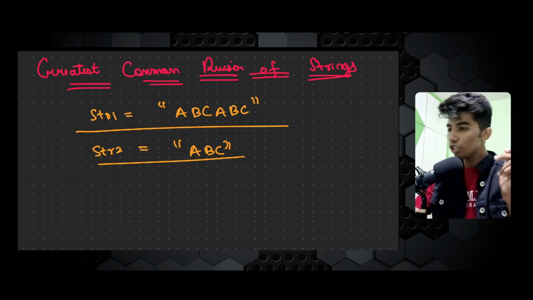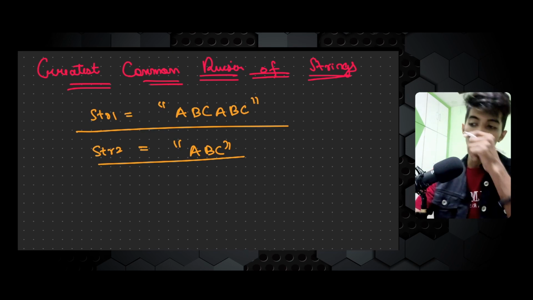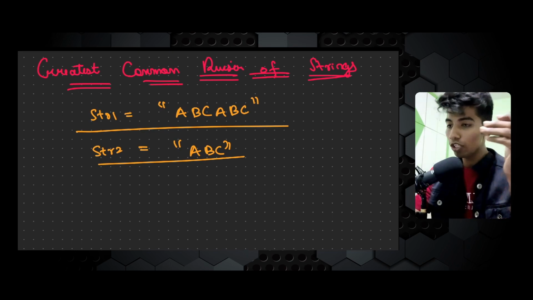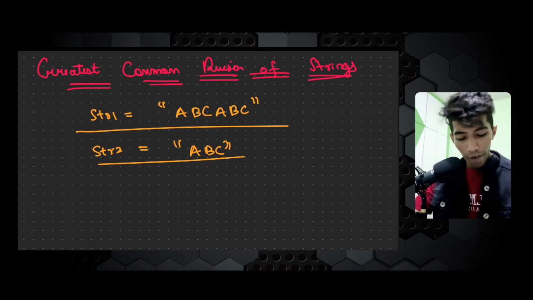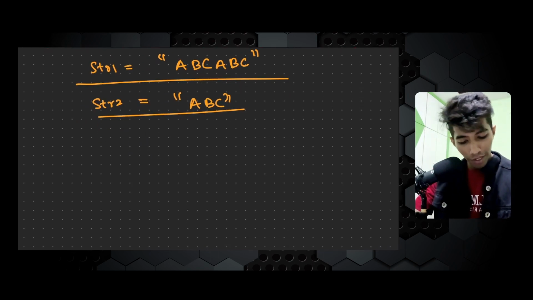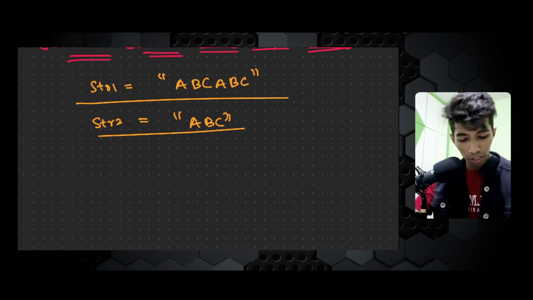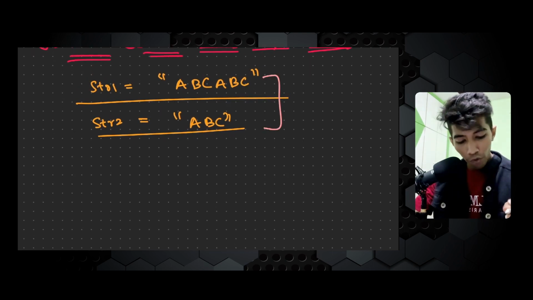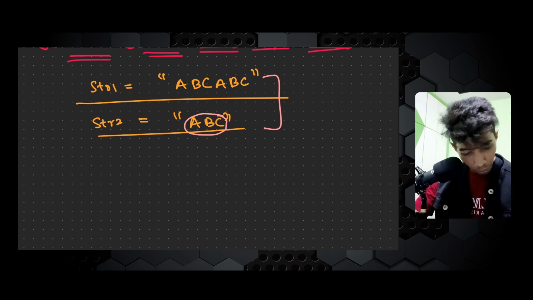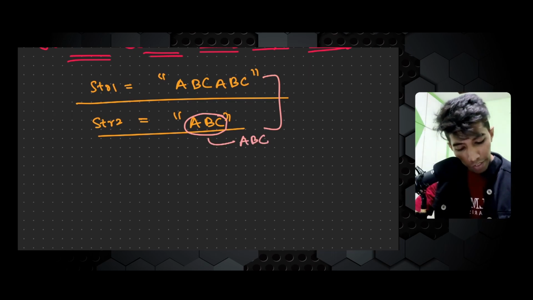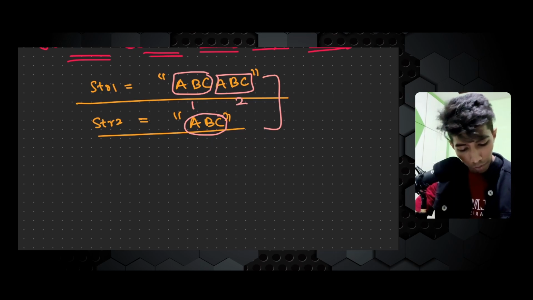You're given two strings str1 and str2, and you have to return the largest string x such that x divides both the strings str1 and str2. So you have to determine the largest string so that it can divide both of these strings. Like you can take an example of this case. So here ABC is the largest string. How? Because this ABC can divide this also. Like if I break this, if this is 1 and this is 2, let me write here 1. So now you can see ABC is the string.